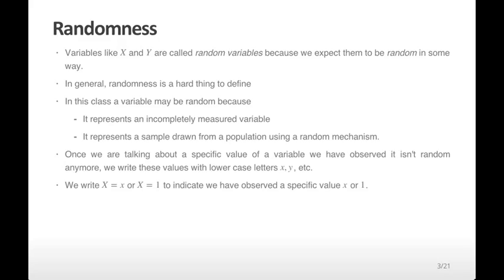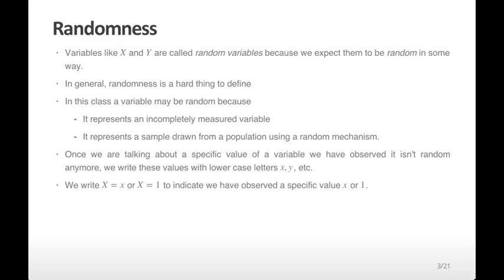In this class, we'll stick to a definition that a variable is random because it either represents an incompletely measured variable, where we haven't measured the phenomenon completely to determinism, or because it represents a random draw from a population using a mechanism such as a random generator from a computer.